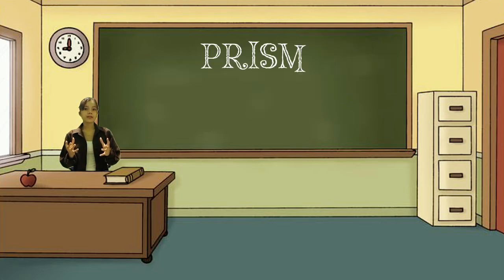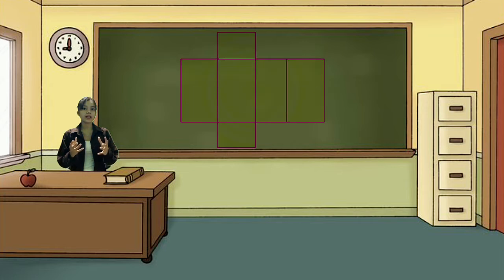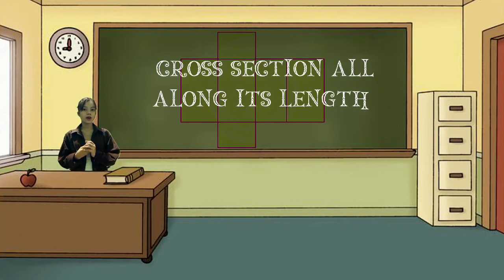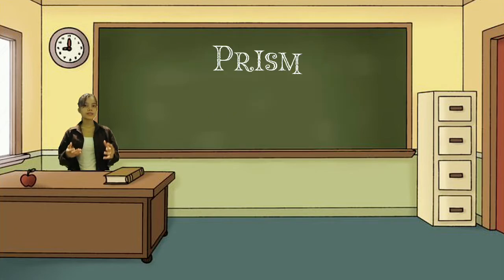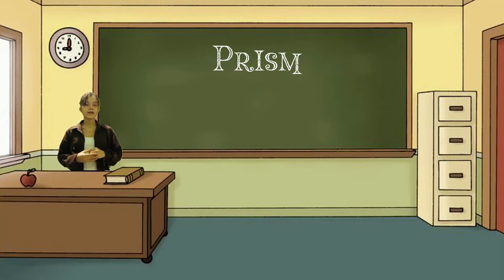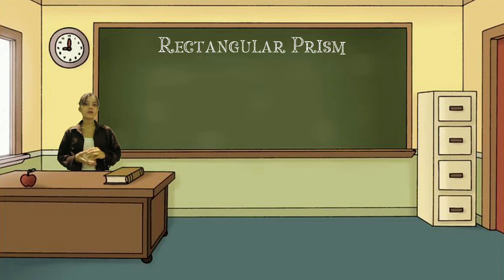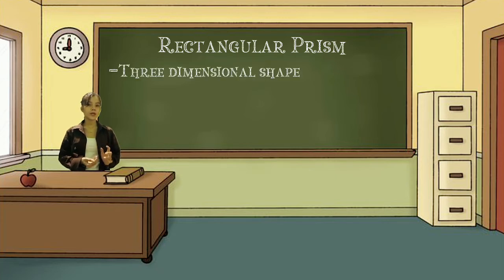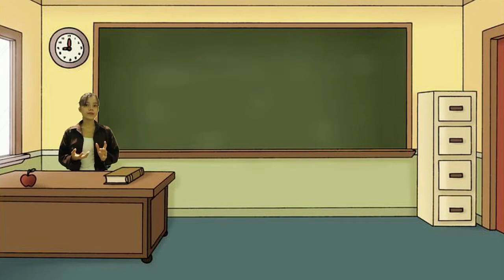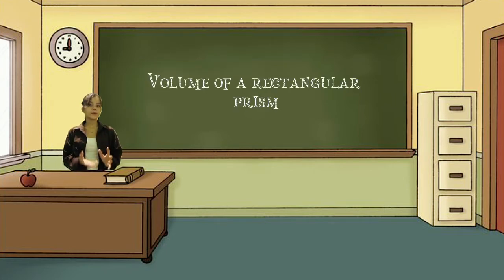A prism is a polyhedron having identical bases, flat rectangular side faces, and the same cross section all along its length. Prisms are classified as per the shape of their base. A rectangular prism is categorized as a three-dimensional shape. It has 6 faces, and all the faces of the prism are rectangles. So in this discussion, let us learn the formula to find the volume of a rectangular prism.